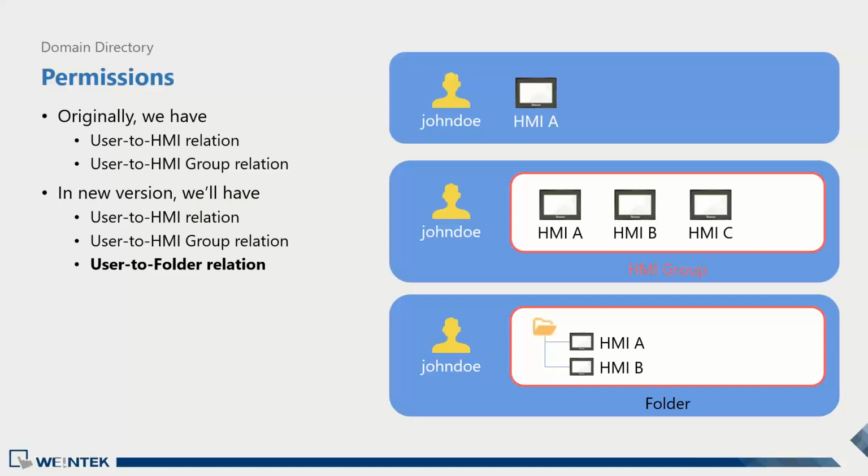In the older version, one HMI could belong to multiple groups, making it difficult to determine how many users have permission for a specific HMI. With the user to folder relationship, you can now easily check how many users have permissions for a specific folder or HMI.